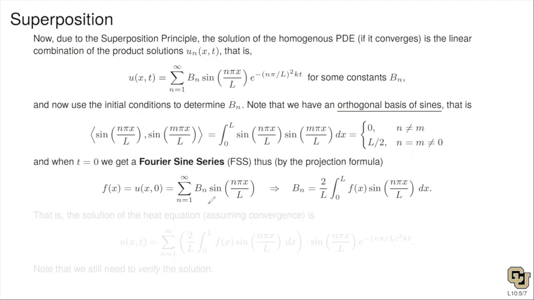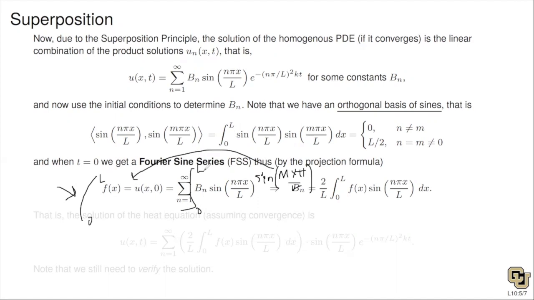Okay? How do you find the formula? It's just the usual orthogonality. Multiply both sides by sine of m pi x over L, and then integrate both sides from 0 to L.